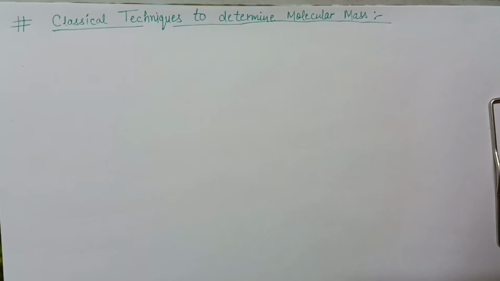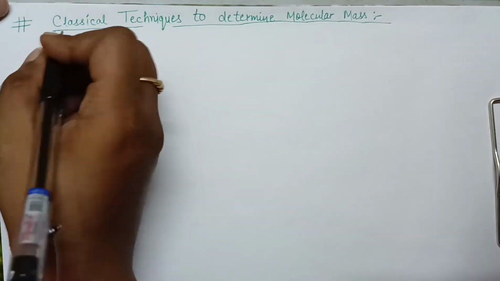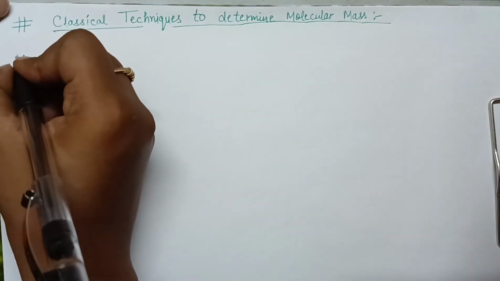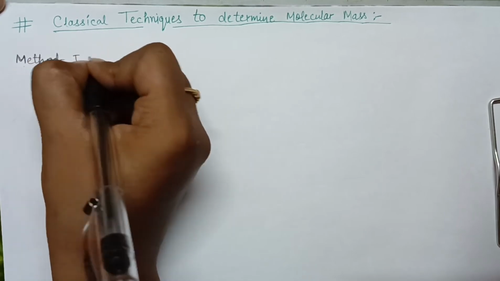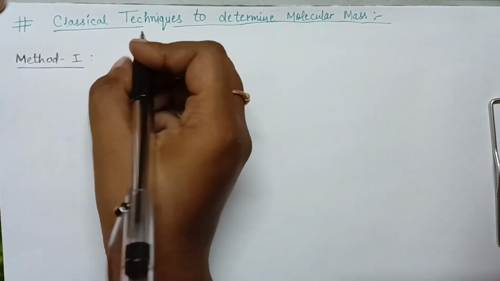We are not going to discuss it in an elaborate way, we just need some bits and pieces of knowledge as to how we were able to determine the molecular mass of any organic compound. So quickly we will go through these methods one by one. There are three major methods which we want to discuss. So method number one is the vapor density method.